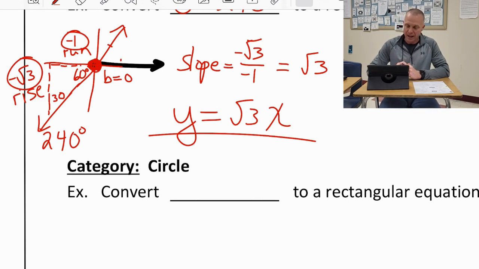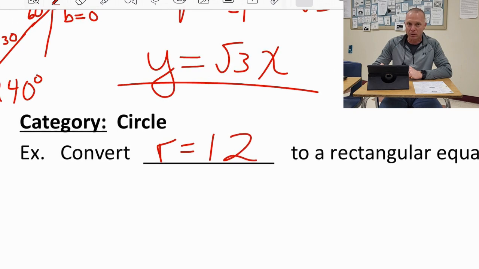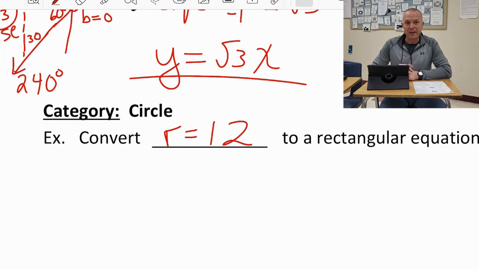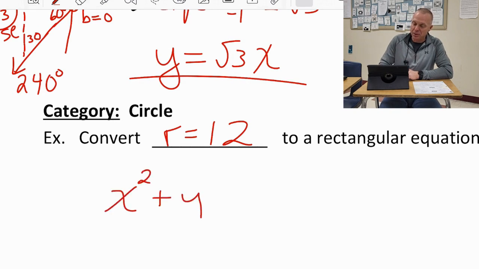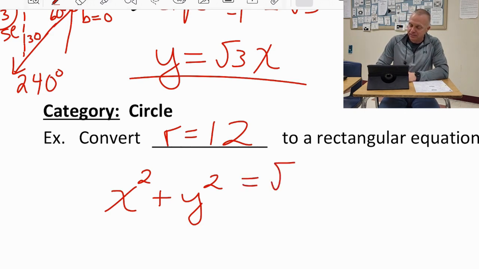Let's do a circle. Okay, I guess for some reason I have that as my second example. So let's do a circle. How about something like r equals 12? Now again, the important thing to realize is that that is a polar circle. So if you want to convert a polar circle to a rectangular circle, you're just going to need the x squared plus y squared formula. Remember, x squared plus y squared is always going to be a circle. Now I got a question for you. Is it going to equal the square root of 12? Is it going to equal 12? Or is it going to equal 12 squared?